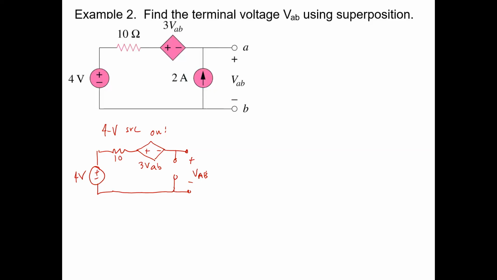Open circuit. What does that tell you? What's the current circulating around that loop? 0, right?